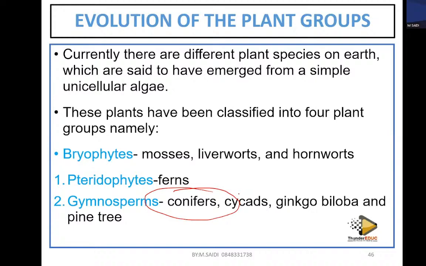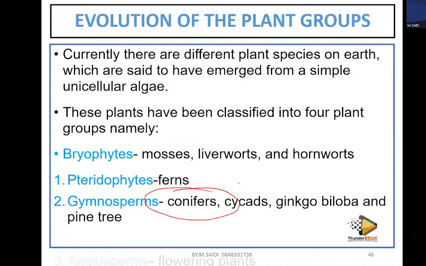So all these are examples. Pine tree. I think you know these examples. But some of them you don't know by their English or scientific names, but if you see them, you say, yes, I've seen this before.